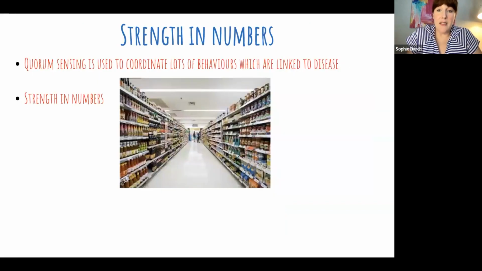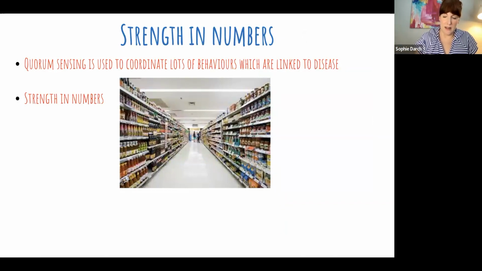And why do bacteria do it? It's all about strength in numbers. So obviously those bacteria are working together to produce light. That's been really important for the bobtail squid. But how do we think about this in terms of human infection? Really, it's about those cells working together to do something that causes disease. And it's really about strength in numbers.